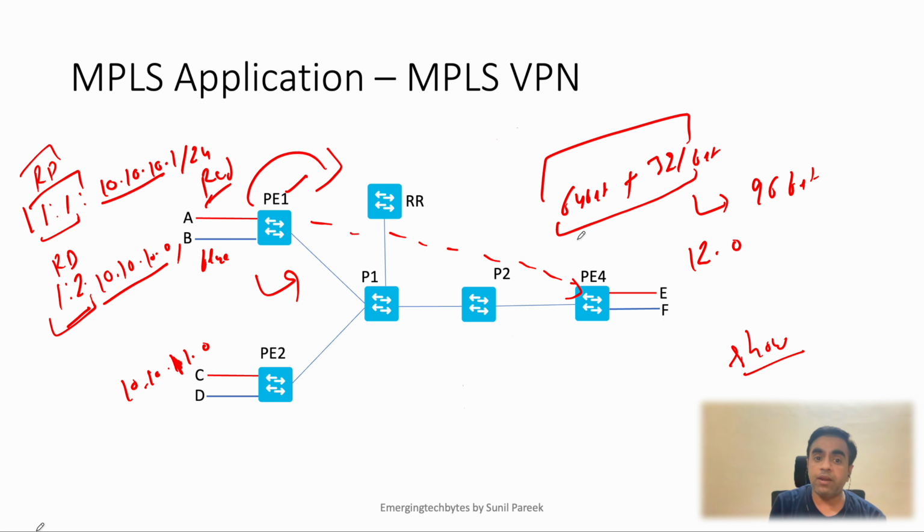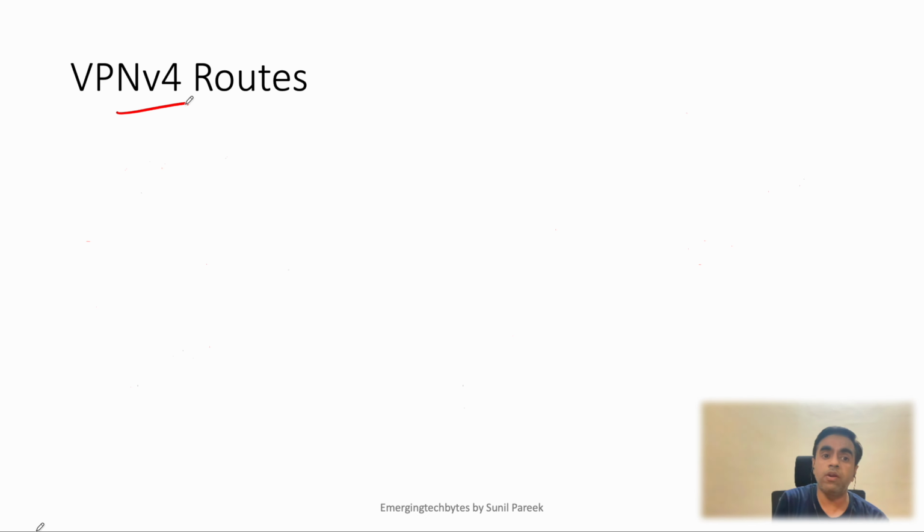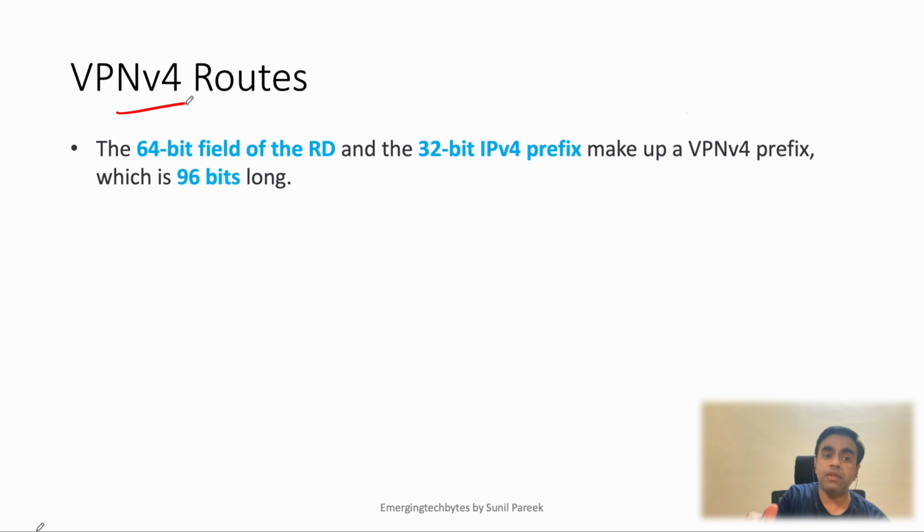So as I was saying, now from PE1, I need to carry this route but along with this prefix. That means this complete route. This is no longer an IPv4 route. So what we basically call it is a VPNv4 route. What does it have? It has the 64-bit field of RD. Why? Because I need this prefix to make the route unique. And then 32-bit IPv4 is my actual address. So total 96-bit. But how do I carry this from PE1 to PE4?